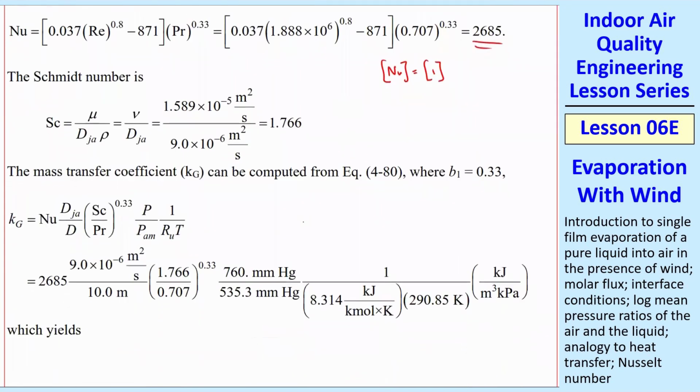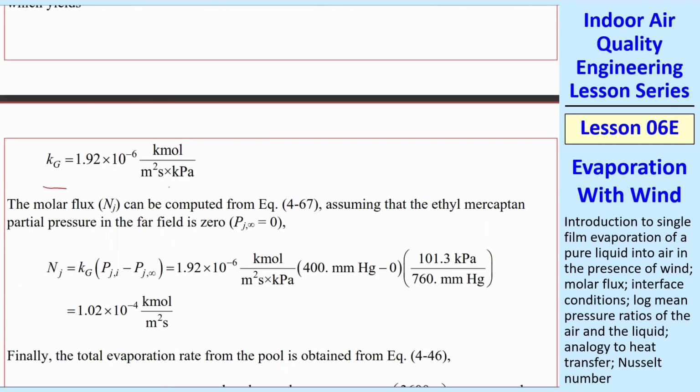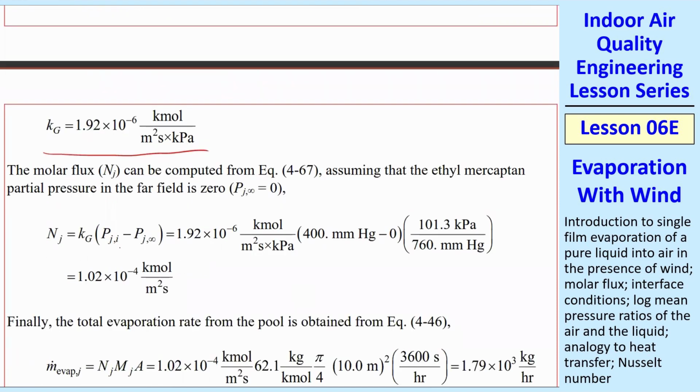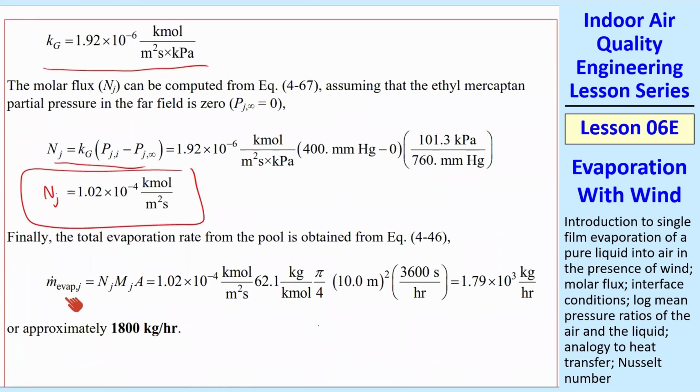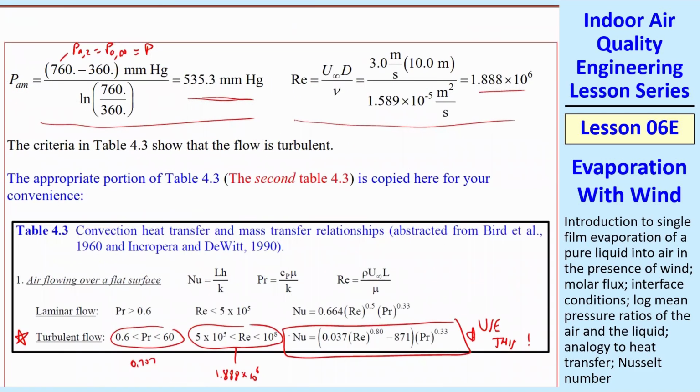And then we calculate kg from that big ugly equation. Plug in all the numbers. The units turn out to be kilomole per meter squared second kilopascals. So we have kg. Once we have kg, we can use this equation to get NJ. Plug in everything, we get NJ is 1.02 times 10 to the minus 4 kilomole per meter squared second. And then finally, the evaporation rate, m dot evaporation J, is NJ MJ times A. Just a reminder that this up here is of the air, not the species.